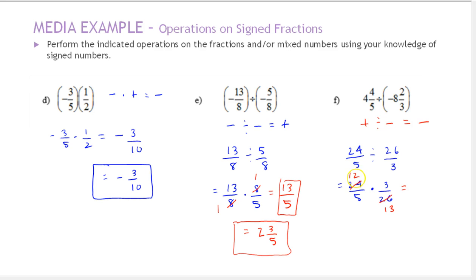And now we have 12 times 3 is 36. And 5 times 13 is 50, plus 15 is 65. And then just make sure you remember in the end, our result is negative. So our answer is -36 over 65. And notice that's pretty close to -1/2.